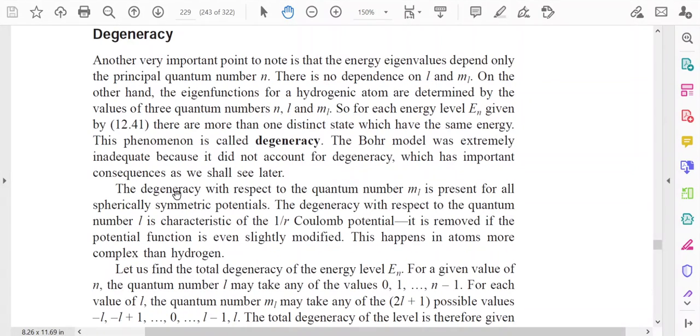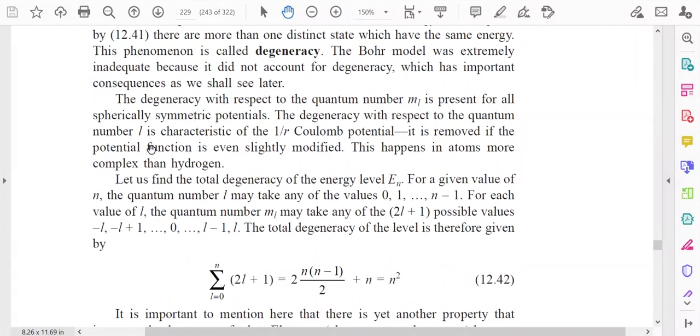The Bohr model was extremely inadequate because it did not account for degeneracy, which has important consequences as we will see later step by step. The degeneracy with respect to the quantum number m_l is present for all spherically symmetric potentials. The degeneracy with respect to the quantum number l is the characteristic of the 1 by r Coulomb potential, so it comes from the 1 by r dependence.